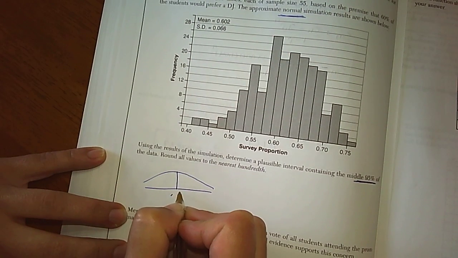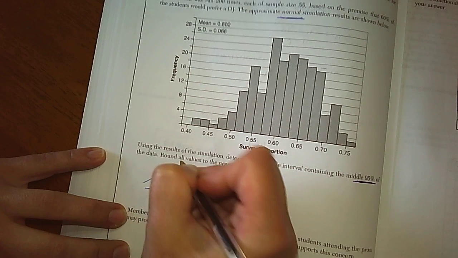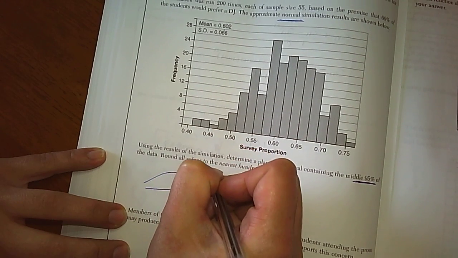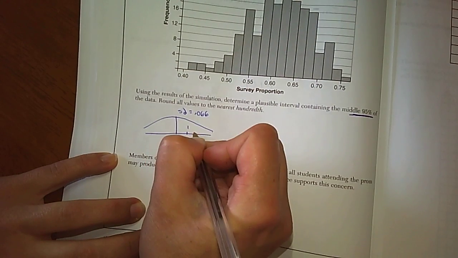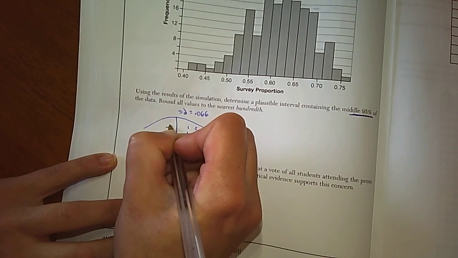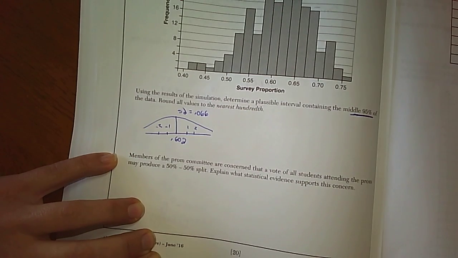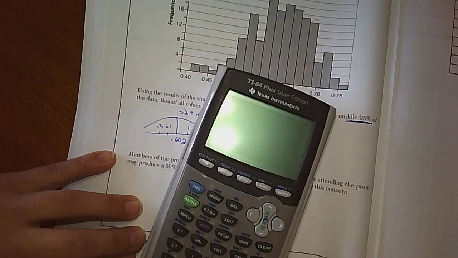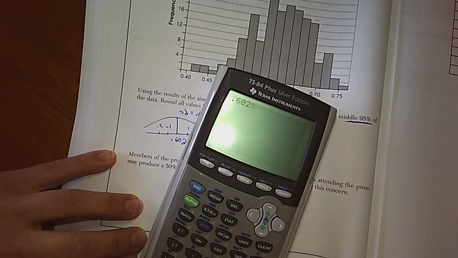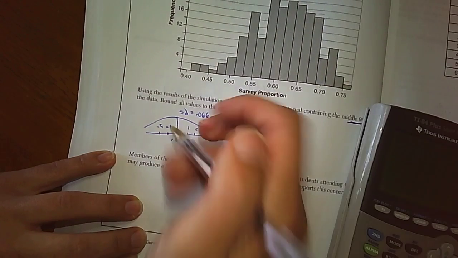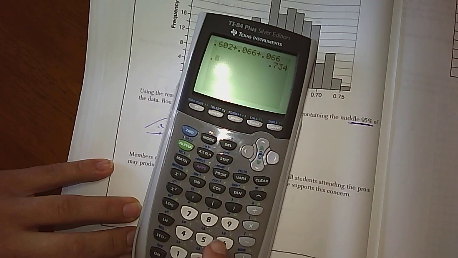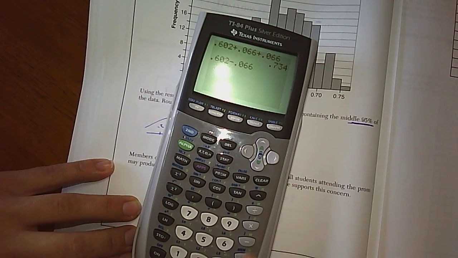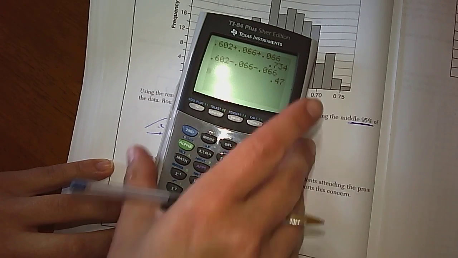So that's 0.602. The standard deviation up there is 0.066. Well, since they said 95%, we've got to add on 2 standard deviations and take off 2 standard deviations. So I go to my calculator, 0.602, and I'm going to add on the standard deviation twice. And that makes 0.734. And then I'm going to go the other way and take the mean and subtract it off twice. 0.47.